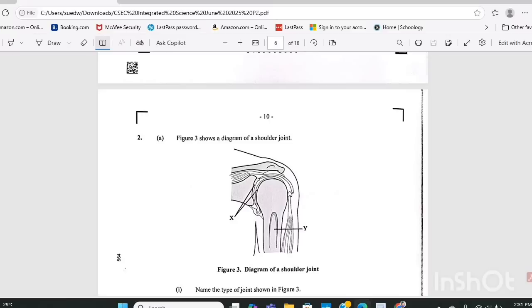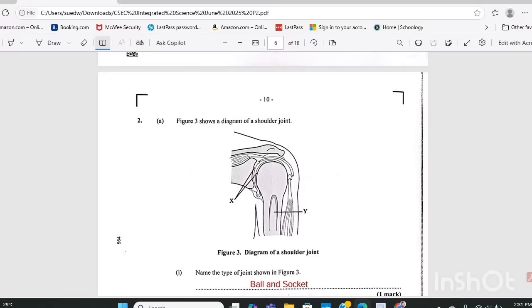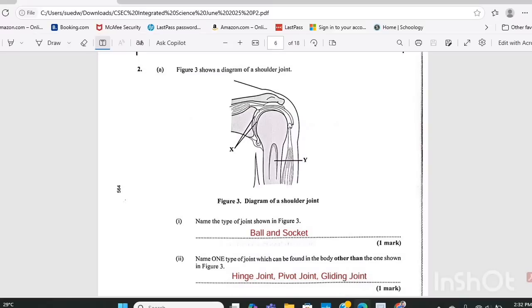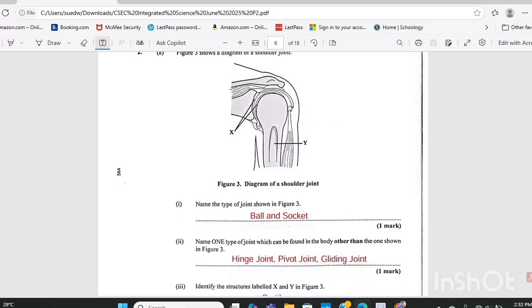Number two, figure 3 shows a diagram of a shoulder joint, right? And it says name the type of joint shown in figure 3. Now, if you don't know anything about joints and only one joint can come back to your mind, this would be the joint. It is a ball and socket, right? And it says name one type of joint that can be found in the body other than the one shown. So you could have hinge joint, pivot joint, or gliding joint, right?